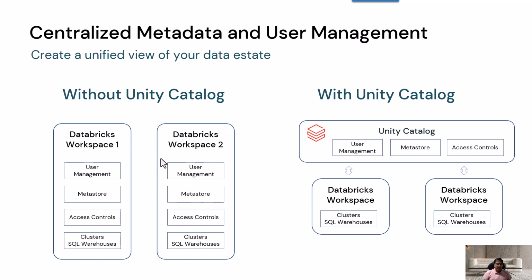So how do we manage this? The easiest way to manage is to segregate the complexity with the help of Unity catalog. With the Unity catalog, you have user management, metastore, and access control in a central location, and you have Databricks workspaces where your SQL clusters or SQL warehouse and clusters are created and attached to the workspaces. The remaining things like user management, metastore, or access control are kept in the Unity catalog.